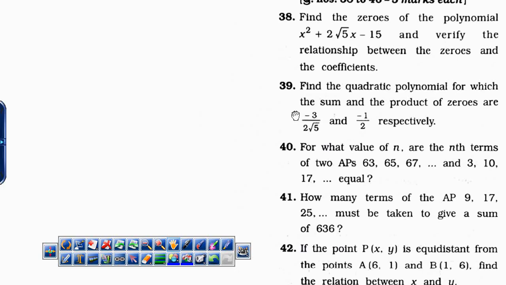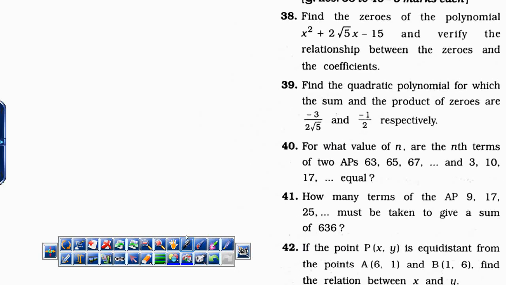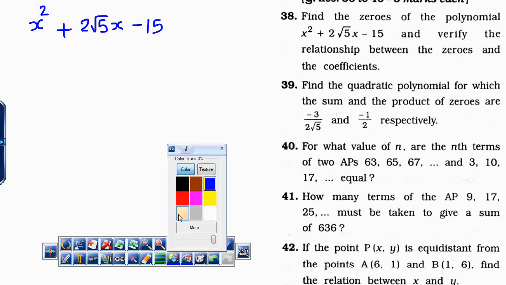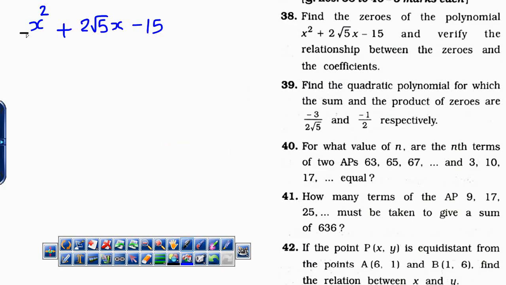3 marks. Section C, sum number 38. Find the zeros of the polynomial and verify the relationship. Find the zeros of the root polynomial. Another chance for middle term splitting. How to do middle term splitting? 1 into -15 is -15. Break -15 into 3 pieces: minus, 3 and 5.